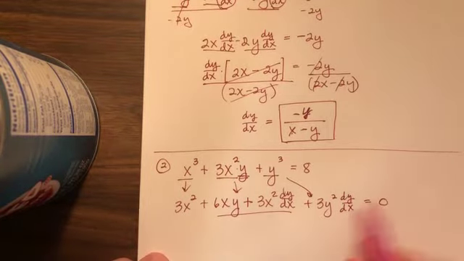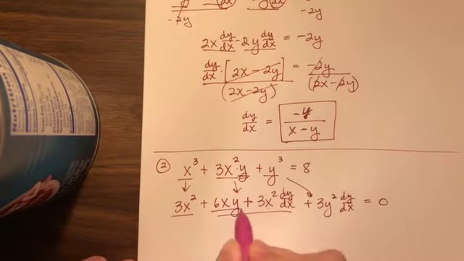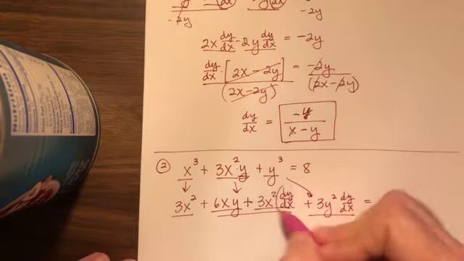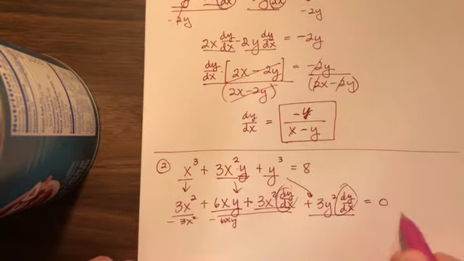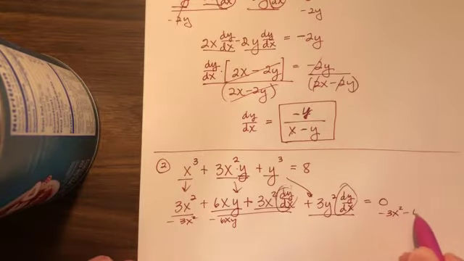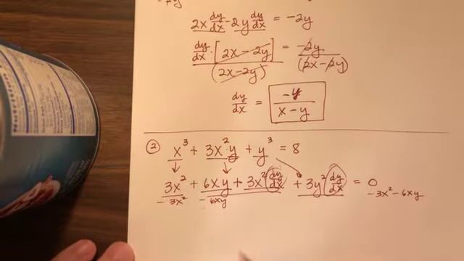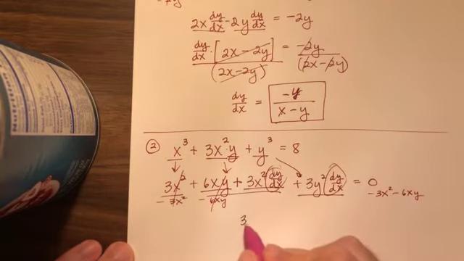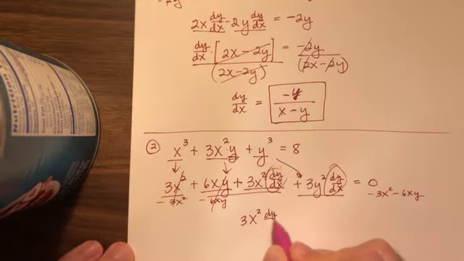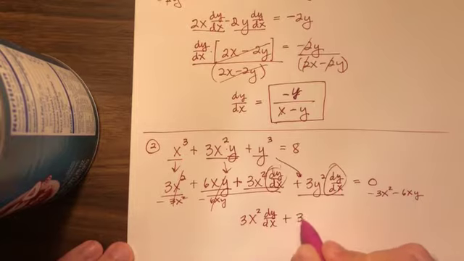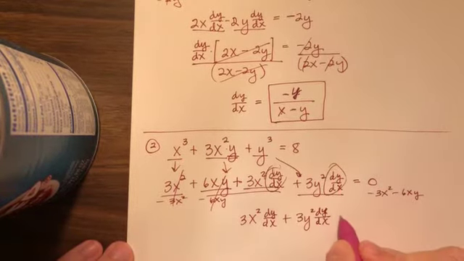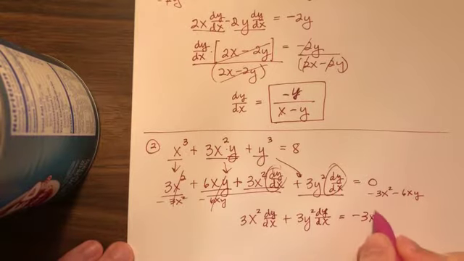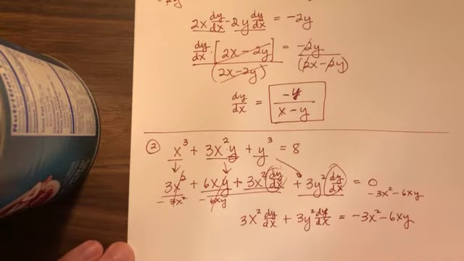Okay. So of all 4 of these terms, 1, 2, 3, 4, 2 of them have dy dx. So these 2 are in the wrong place. I'm going to subtract them to this side. Cool. So boom, boom. Left with 3x squared dy dx plus 3y squared dy dx. And that's equal to negative 3x squared minus 6xy.